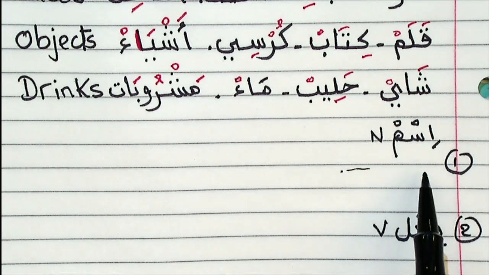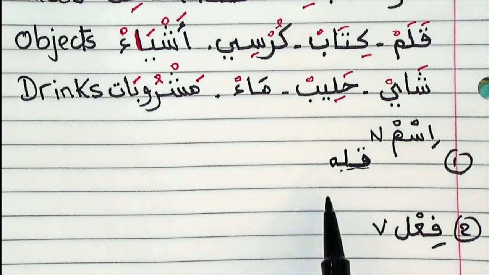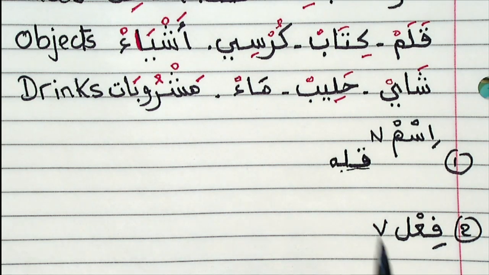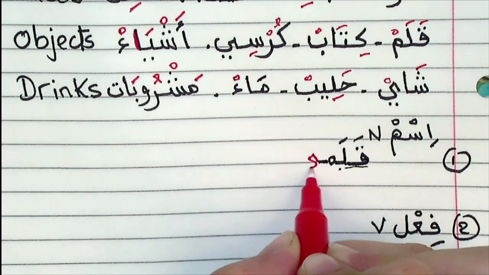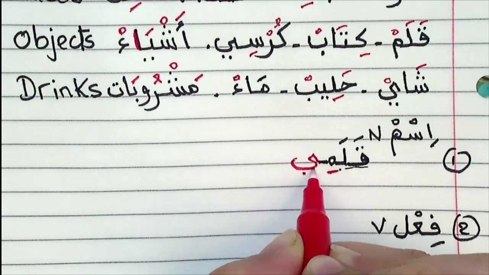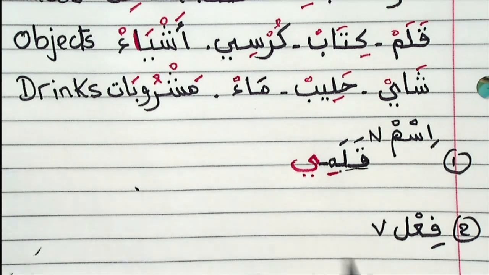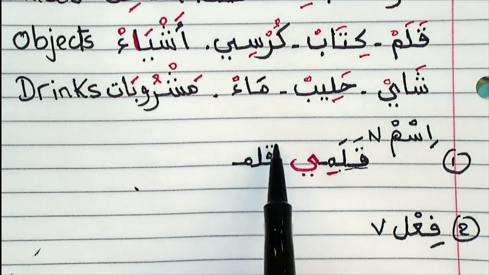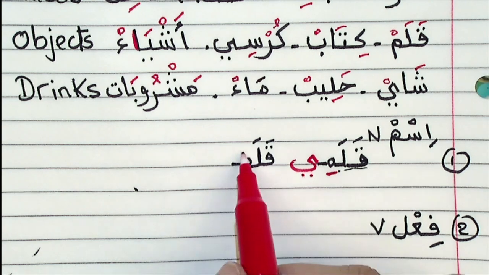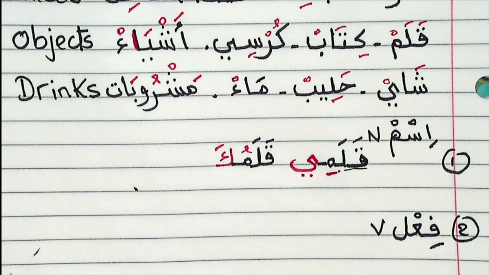So let's take qalam. And I want to say my. I place the my right here. Qalam-i, and every time I put my, I put kasra before it. And then we say qalamuka, for masculine.